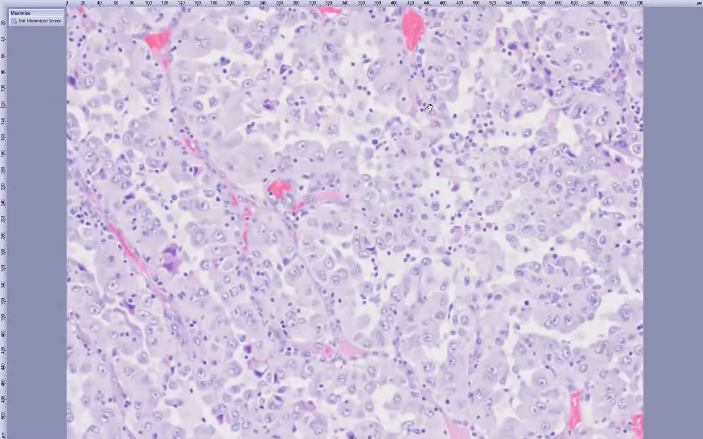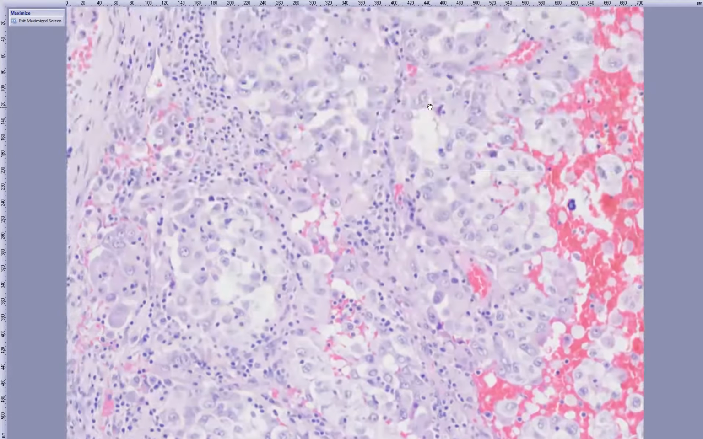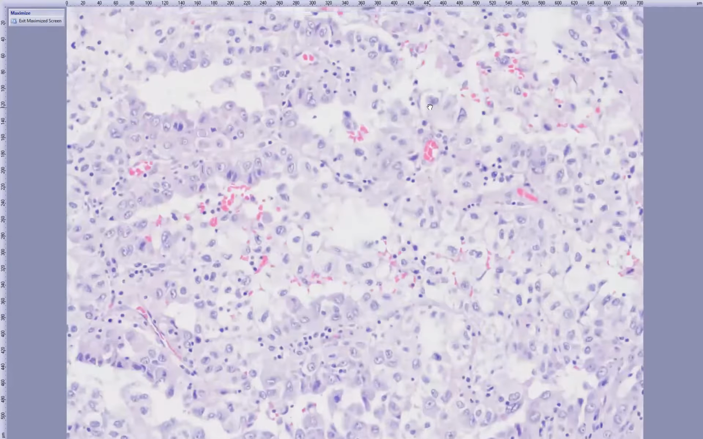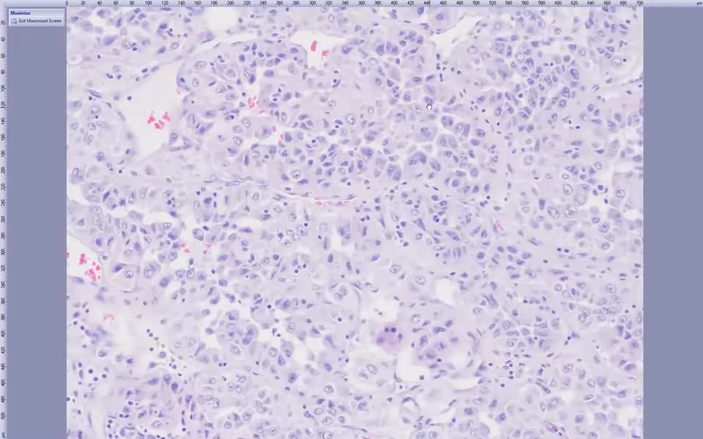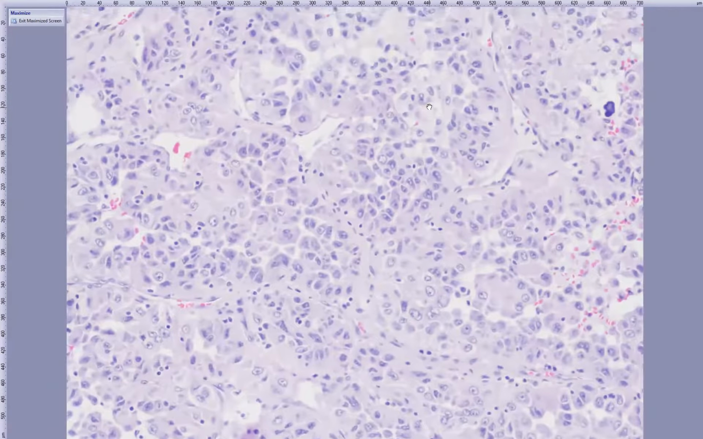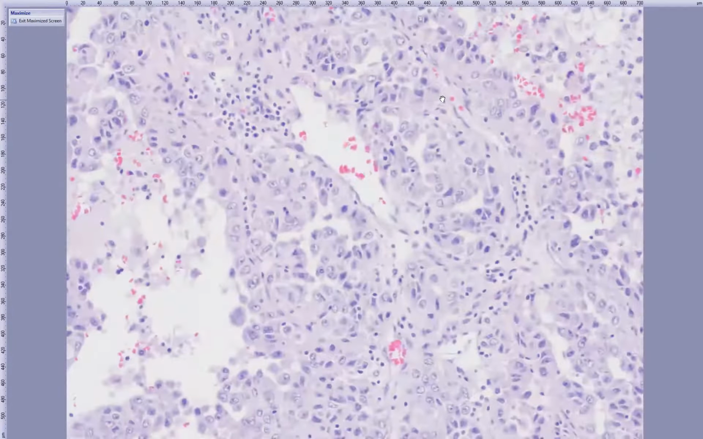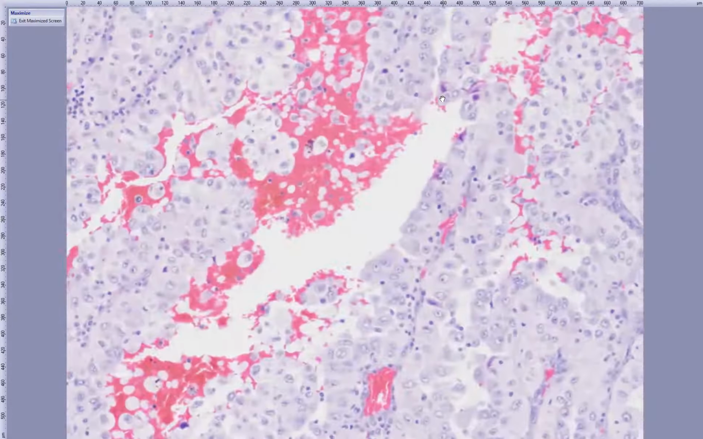The thing that can really help you to confirm that diagnosis is to use immunohistochemistry for TFE3. That will show nuclear positivity in this tumor, and that will really help you clinch that diagnosis. There's another psammoma body. This one doesn't have quite as many psammoma bodies as we see in some of them, but it's still pretty good morphologically for it.